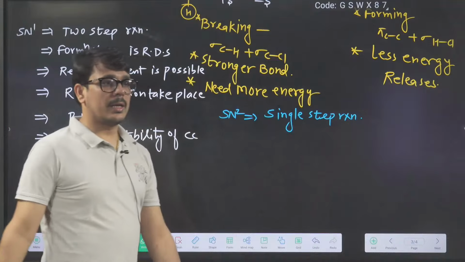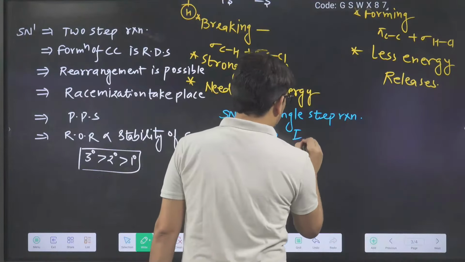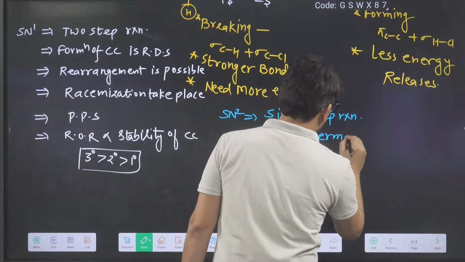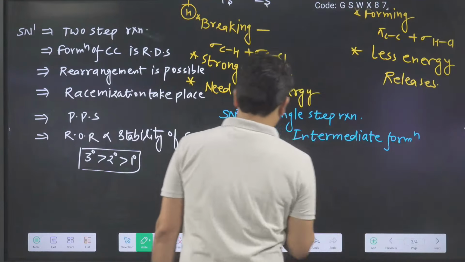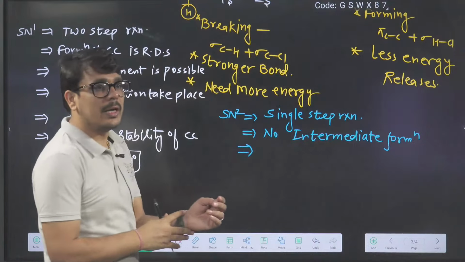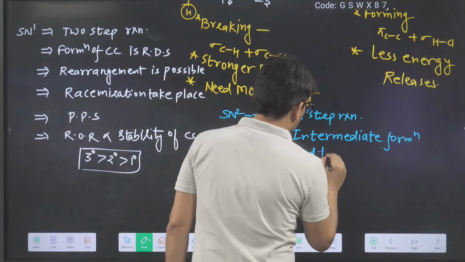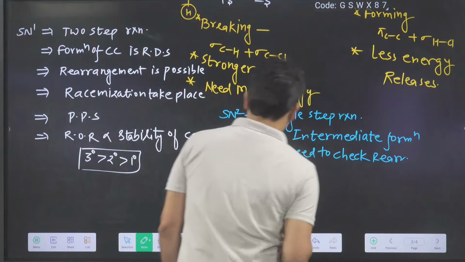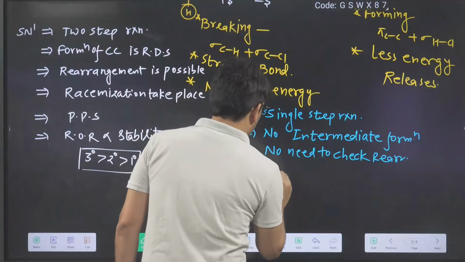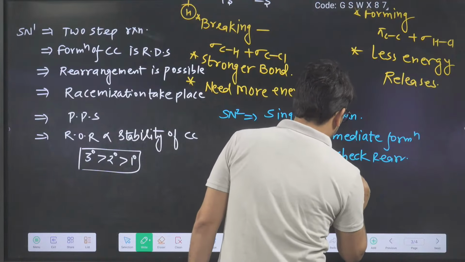Clear to everyone or not? Single step reaction. Single step means what? You remember that? No intermediate formation. If there is no intermediate formation, that means no need to check rearrangement. Now, the rate of the reaction depends on the stability of the transition state.